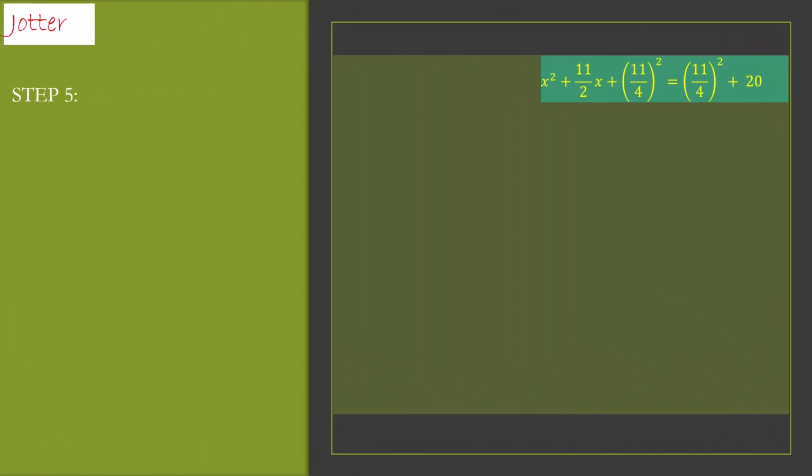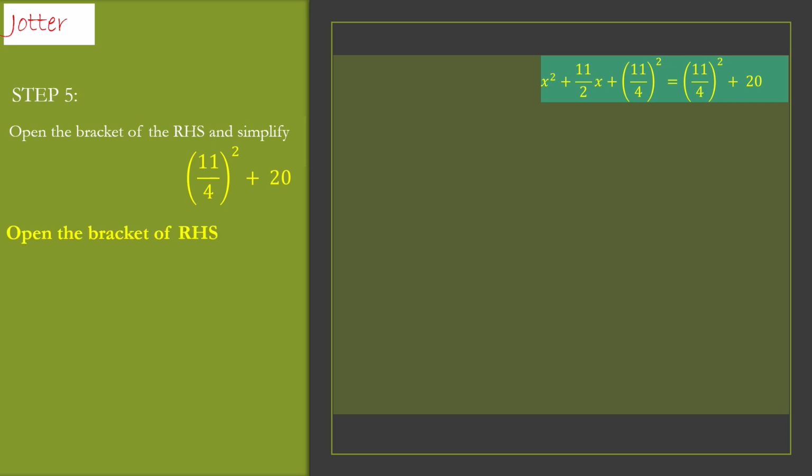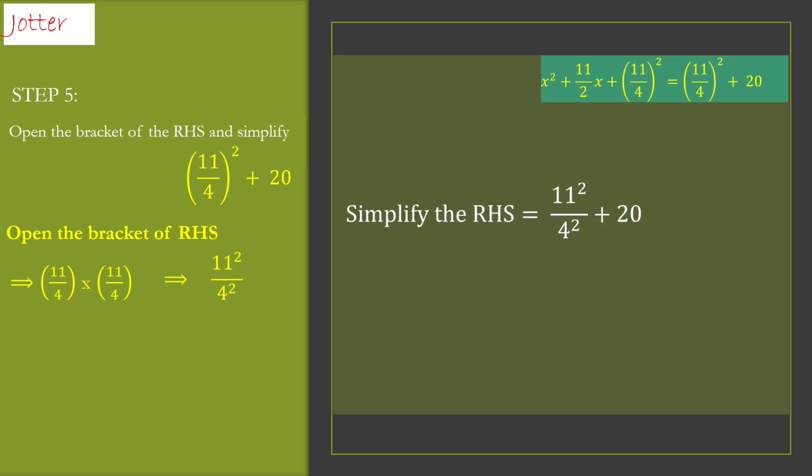In step 5, we want to look at the right hand side. So we open the bracket on the right hand side and then simplify. So opening the bracket, we now have 11 over 4 times 11 over 4, which will give us 11 squared over 4 squared. So we have the first step, that is simplifying the right hand side, to now give us 11 squared over 4 squared plus 20. We have opened the bracket to give us that, so we need to simplify this.